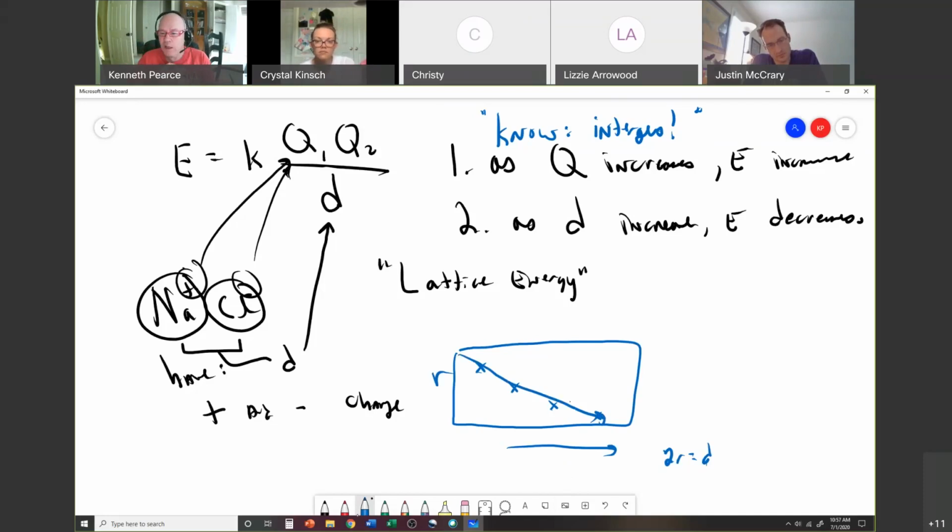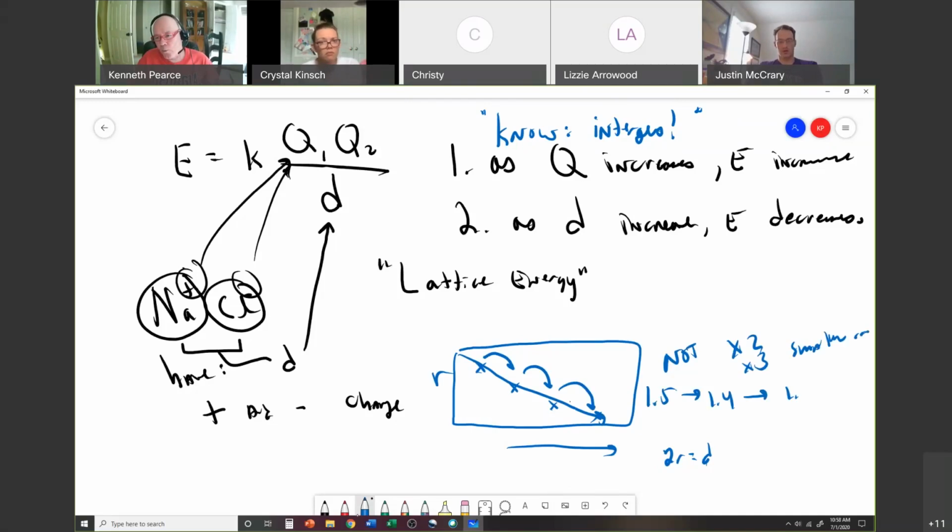How much? And the answer is that when you go from here to there, and there to there, and there to there, it is not ×2 or ×3 smaller. And you may say to yourself, well, what does that matter? Well, if you go from, say, 1.5 to 1.4 to 1.3 to 1.2, what's happened? It's getting smaller, right? It is. But we're not getting smaller by a factor of 2 or a factor of 3.